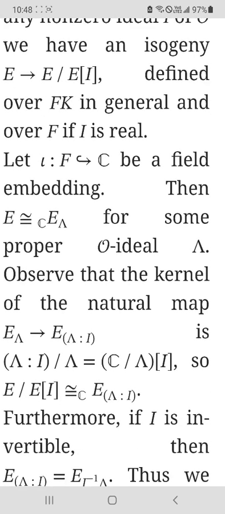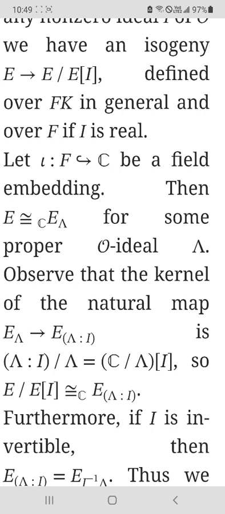Let iota, a map from F to C, be a field embedding. Thus E is isomorphic to E_lambda for some proper O ideal lambda. Observe that the kernel of the natural map from E_lambda to E_(lambda : I) is (lambda : I) quotient by lambda, which is equal to C quotient by lambda, restricted to the I-torsion.